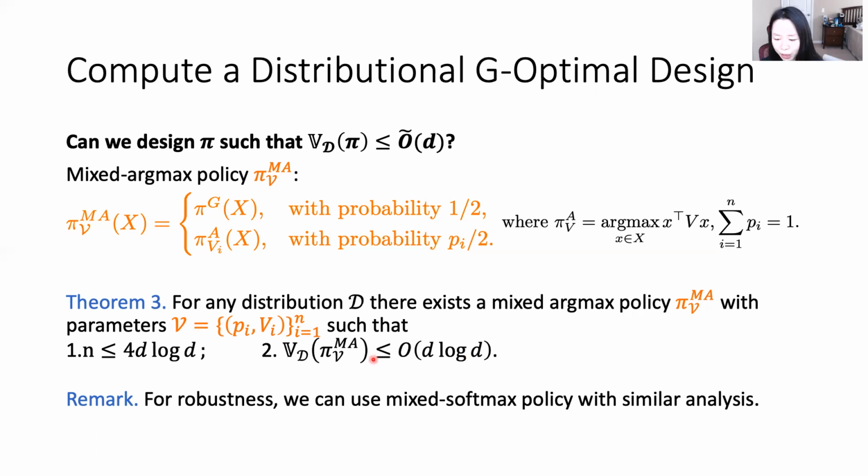So here, when we know the distribution D, everything is already solved. But we don't know D in advance, so we need some extra work to learn this pi. A remark here is that to have a more robust performance in the learning process, we can use a mixed softmax policy to compute a distributional G-optimal design, since it is more stable and smooth.